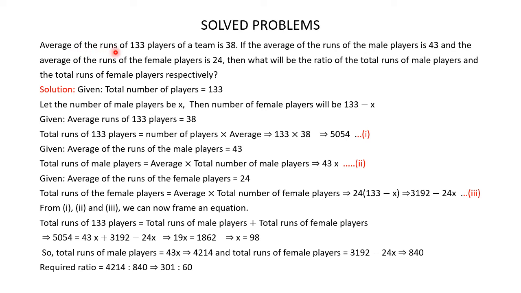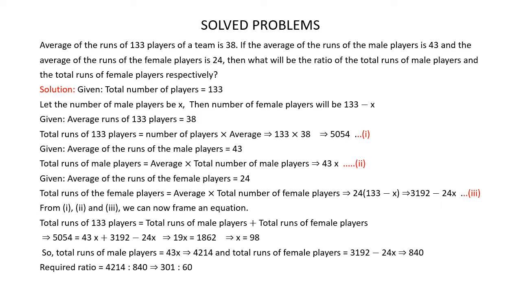Average of the runs of 133 players of a team is 38. If the average of the runs of the male players is 43 and average of the runs of the female players is 24, then what will be the ratio of the total runs of the male players and total runs of the female players respectively? Now it's given that the total number of players is 133, but we do not know the number of male players or female players. So let the number of male players be X. Then number of female players will be 133 minus X.